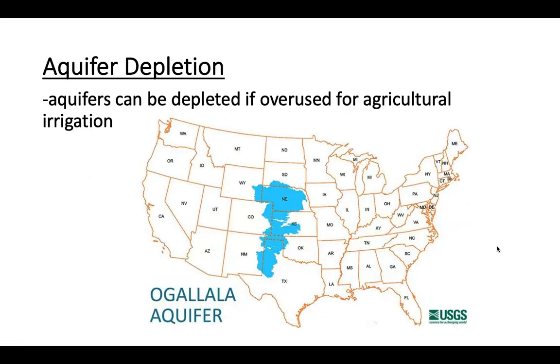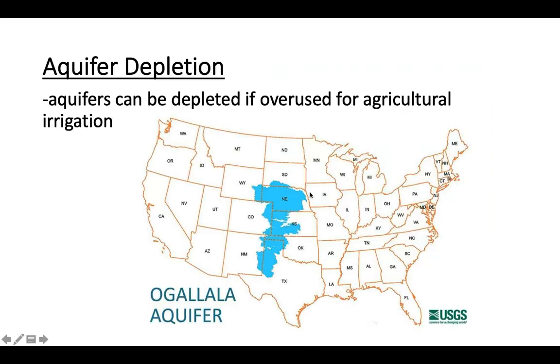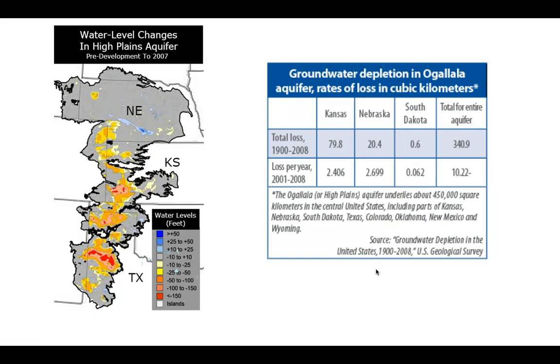Aquifer depletion is when a particular aquifer gets depleted if it's overused for agricultural irrigation. So you can see in the Ogallala, we're going to go with that, the Ogallala aquifer, it covers quite a bit of the central U.S. over here. It's in a few different states, all in the Midwest. And let's see, it says it underlies 450,000 square kilometers in the central U.S., including parts of Kansas, Nebraska, South Dakota, Texas, Colorado, Oklahoma, New Mexico, and Wyoming, which is wild.